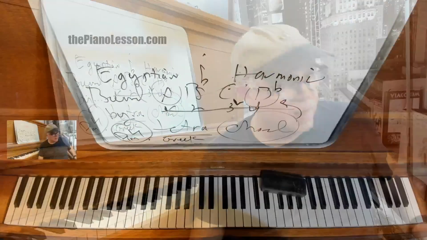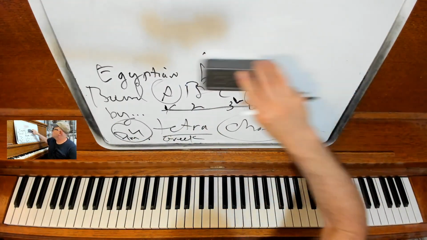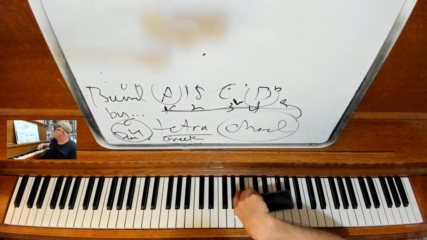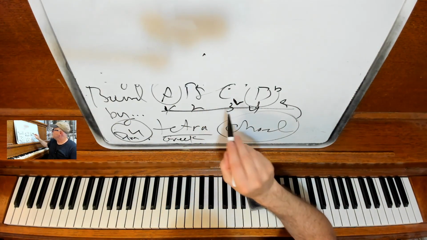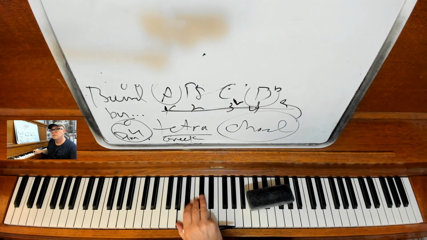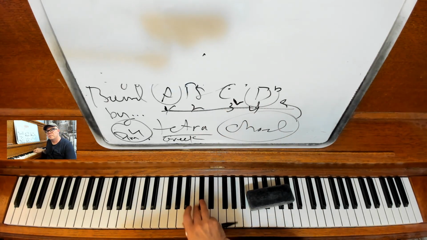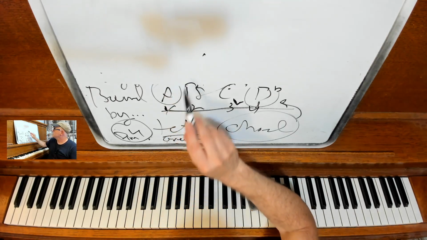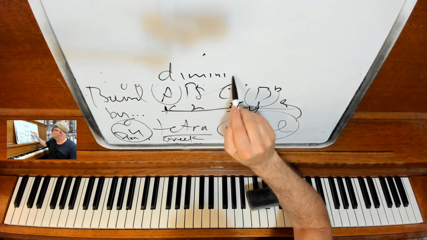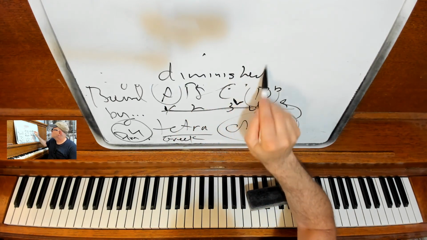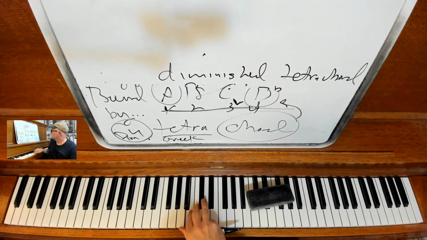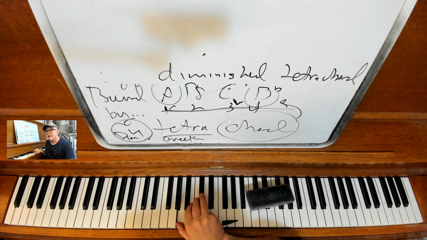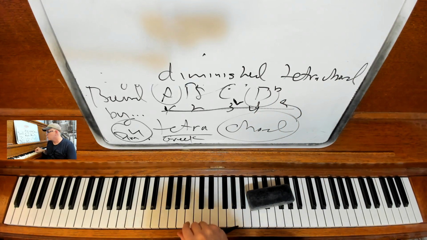Okay, and we're going to spell it A, B, C, D flat. That little packet of information, okay, that is a diminished tetrachord. It's a diminished tetrachord. Looks like that was C sharp, but it's not, all right?